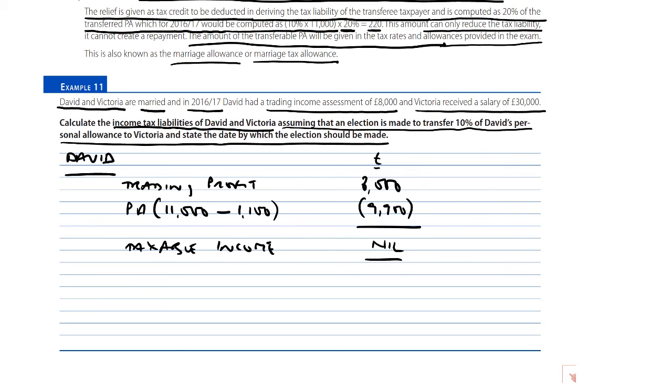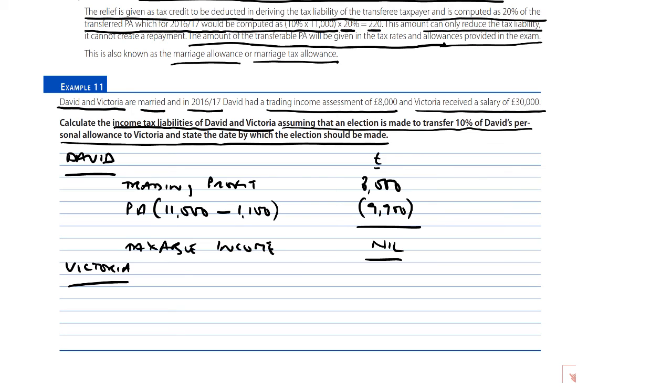But rather than wasting some £3,000 of the personal allowance, 10% of that personal allowance, some £1,100, the benefit of that in the form of a tax credit is able and will now be transferred across to Victoria. So let's have a little look at Victoria's computation now.